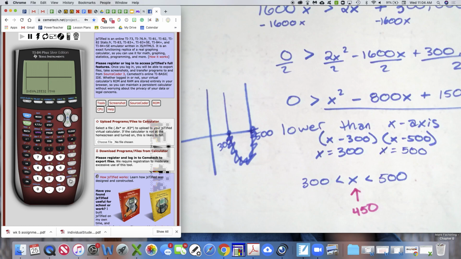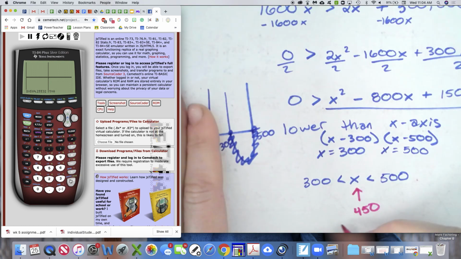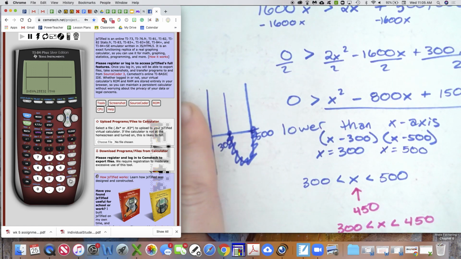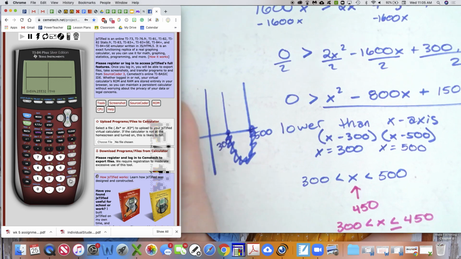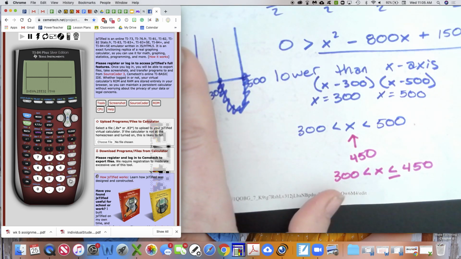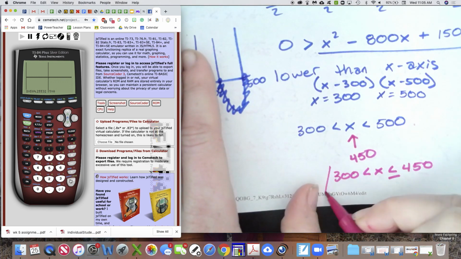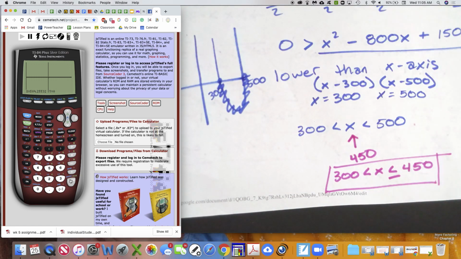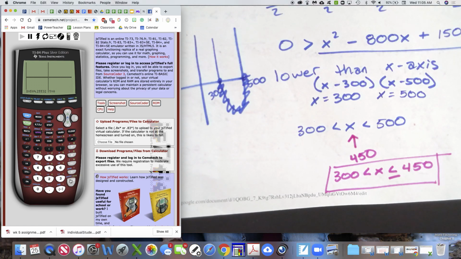So what is my new region actually? 300 is less than x, less than or equal to... Now, can it be equal to 450? Yes, it can in this case, because I'm restricting it down. So it's less than or equal to 450. This is my range, how many boxes I can carry to minimize my cost. Does that make sense? Those little tidbits about the 450, you don't actually use until the very last step.